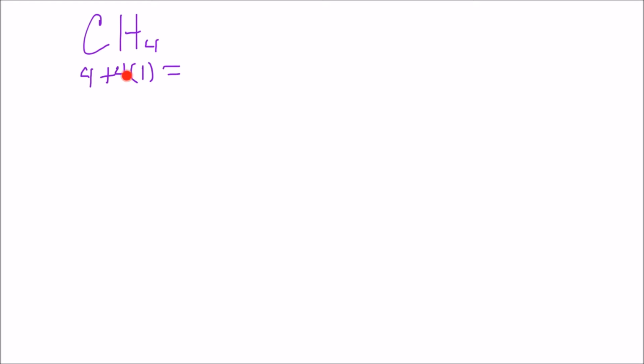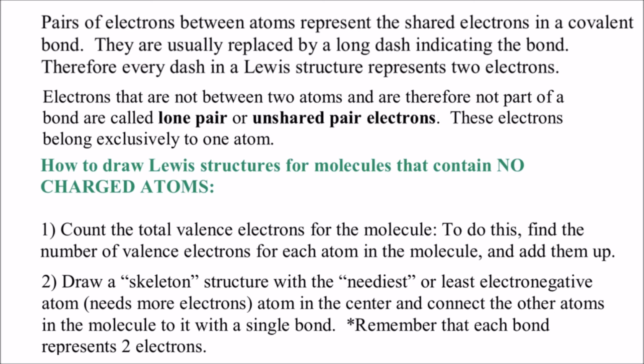So 4 times 1 is 4, plus 4 more is 8. So there are 8 valence electrons in methane. Okay, so we did step 1 just then.